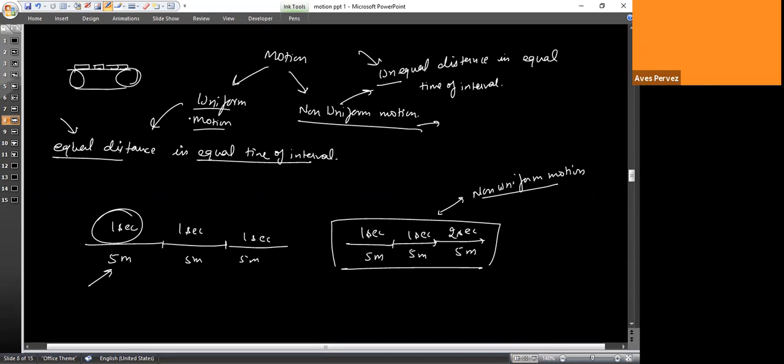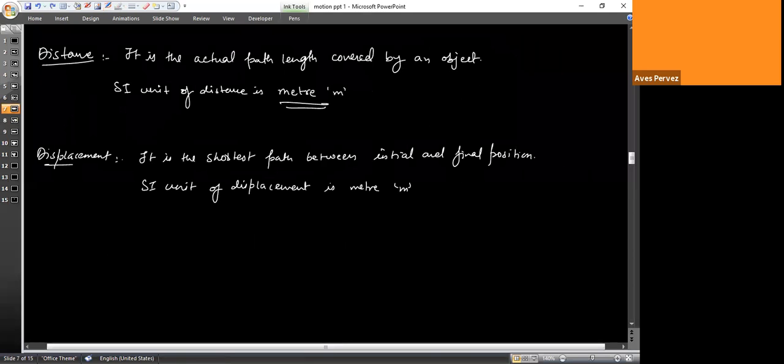So we have taught you about uniform motion and non-uniform motion. Uniform motion is simply equal distance in equal intervals of time. Non-uniform motion is unequal distance in equal intervals of time. Equal time, here it is equal, here it is unequal. I've given examples regarding this, and you are very much familiar.